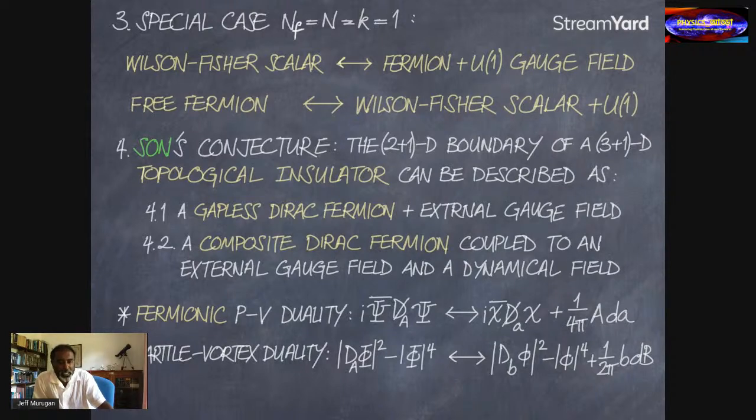Okay. The second statement is that a free fermion, so just a free Dirac fermion, no self-interaction, nothing, is dual to a Wilson-Fisher scalar, again, coupled to a U(1) gauge field. So it turns out that both these statements, actually, this second statement that the free fermion is dual to Wilson-Fisher coupled to a U(1) gauge field was already known a long time ago in the literature, mostly in the condensed matter literature.